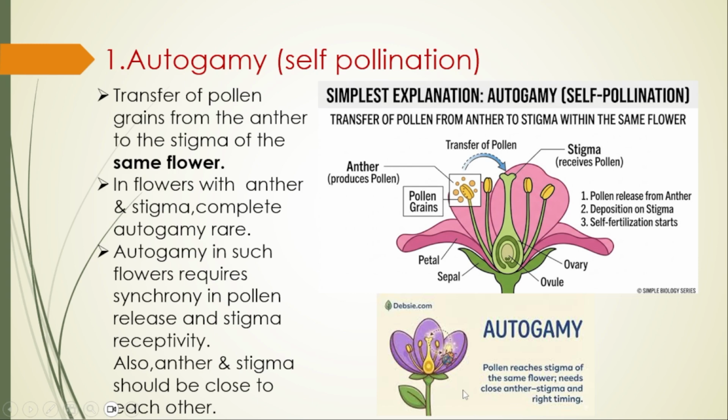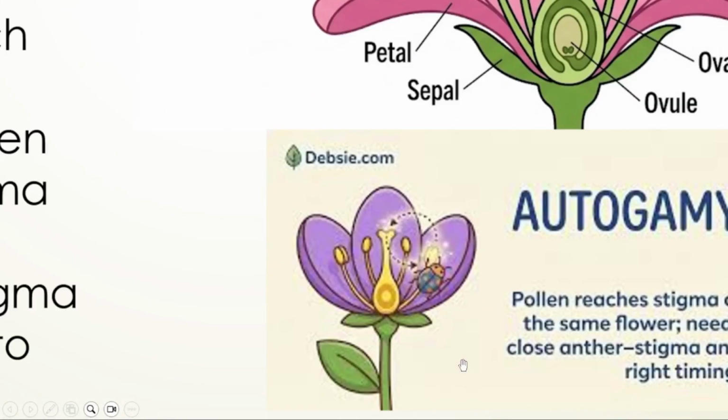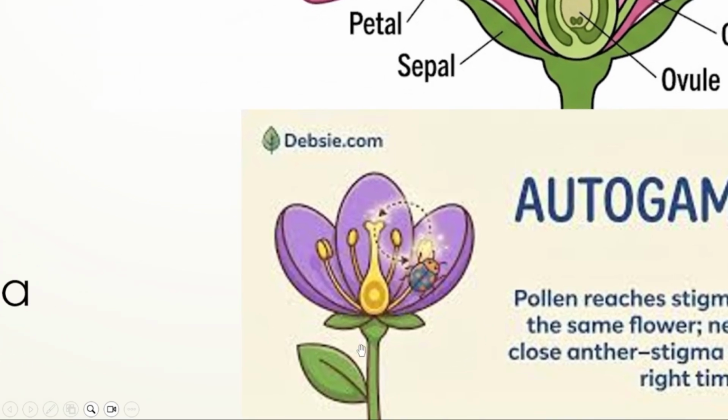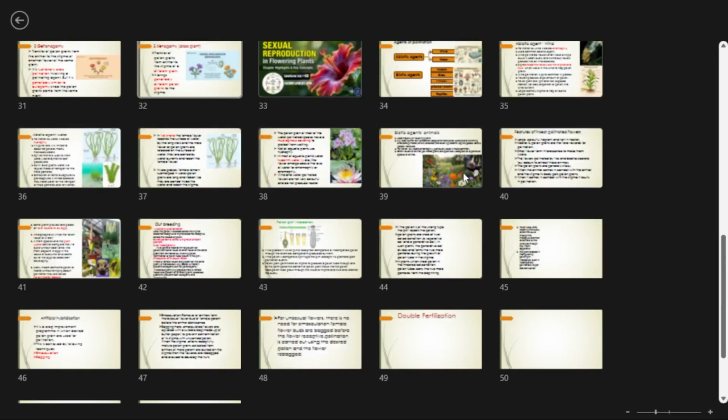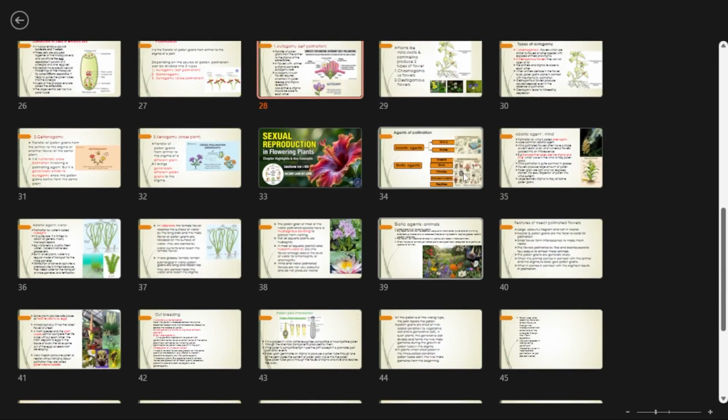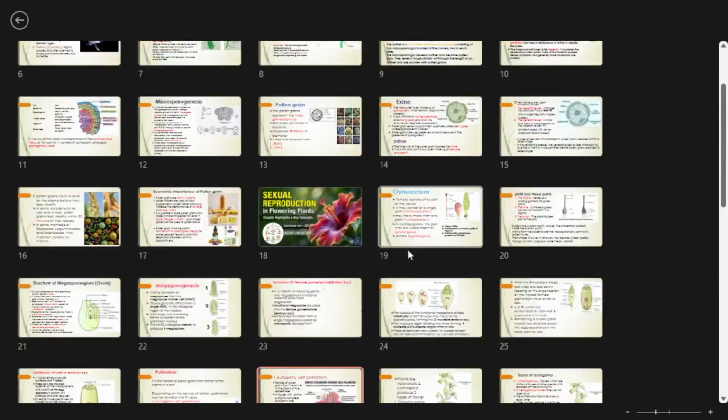Pollen reaching the stigma of the same flower needs the anther and stigma to be close also. That is very right timing, we can see here. This is only one flower. The anther is attaching to the stigma of the same flower. Then it is said to be what? Autogamy. That one is said to be autogamy.